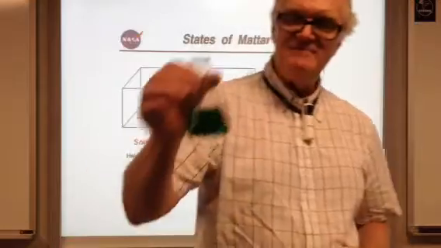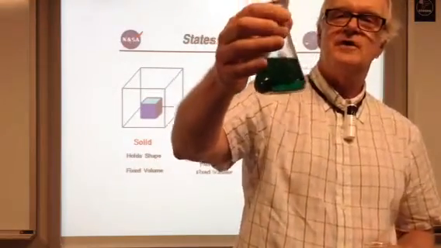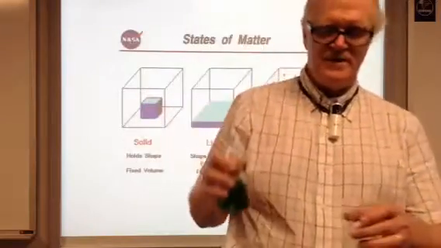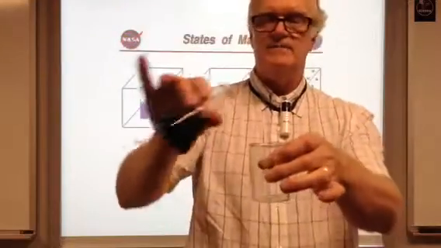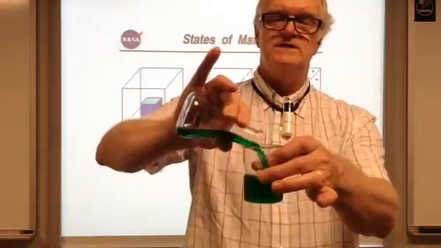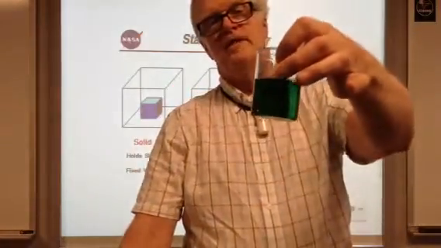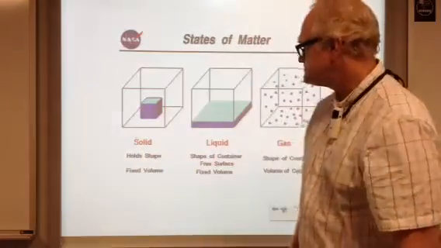Here we have a flask, a conical shaped flask. This is an Erlenmeyer flask. It's got this green, it's just water with green coloring in it. And we know that if we take this conical shaped liquid and pour it into this cylindrical shaped beaker, the liquid takes the shape of the new container. The liquid did not change volume when we did that.